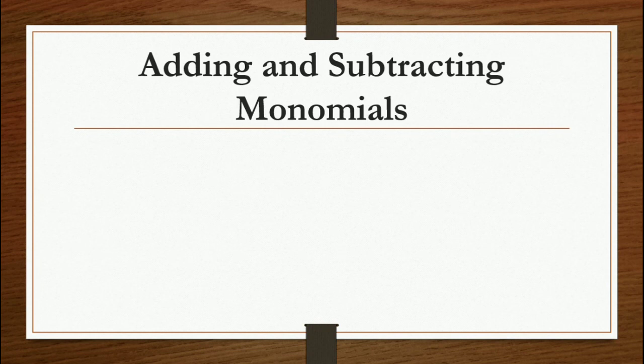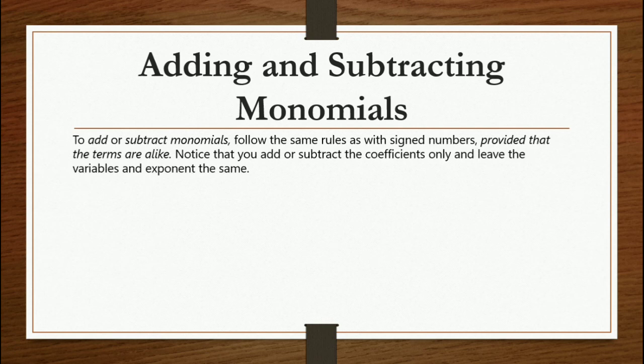We are first going to perform the basic operations on monomials, and we are going to start with addition and subtraction of monomials. When adding or subtracting monomials, consider the following steps. The first one is to add or subtract the coefficients of the terms and leave the variables and exponent the same. Another is to follow the same rules as with signed numbers. You have to take note that you can only add or subtract monomials if and only if the terms are alike. Example, 5x plus 4x.